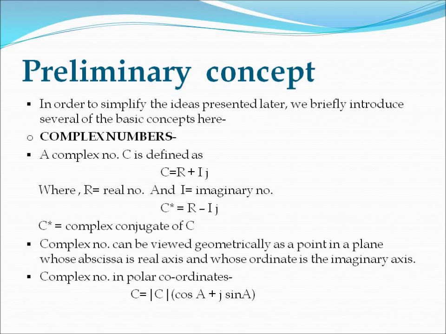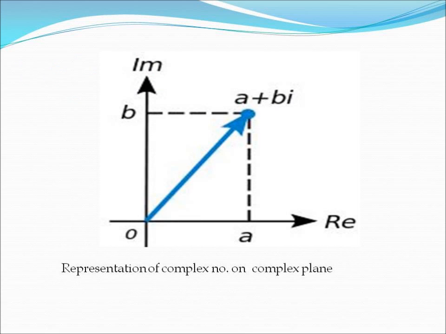Complex number can be viewed geometrically as a point in a plane whose abscissa is the real axis and whose ordinate is the imaginary axis. Complex number in polar coordinates can be written as mod of C multiplied by cos of a plus j sin a. Let us assume that a complex number a plus bi is given. Then it can be represented on the complex plane as given in the figure.